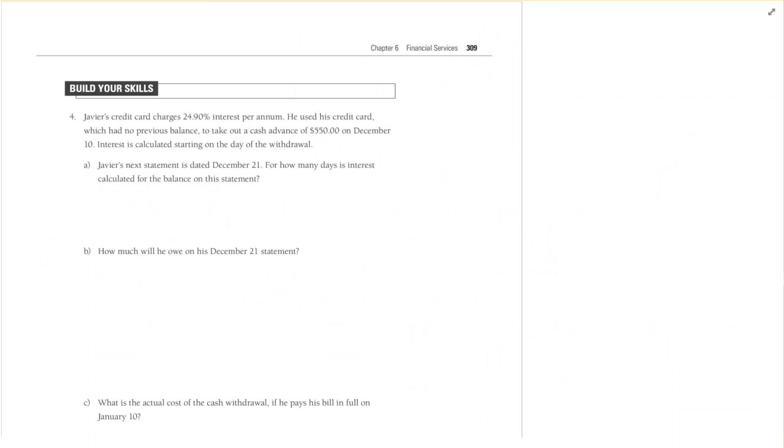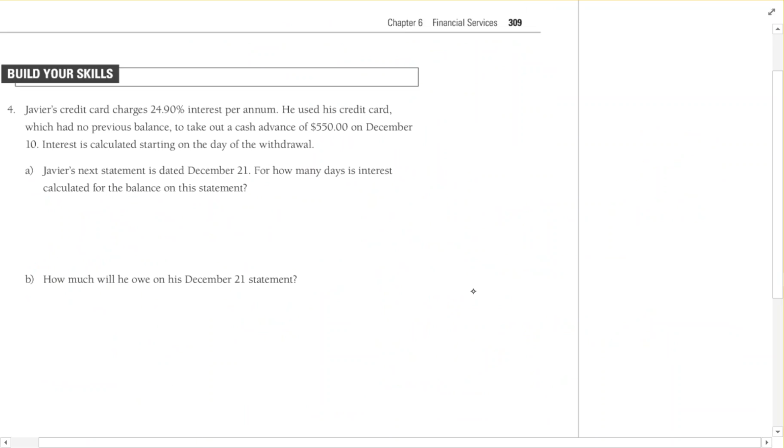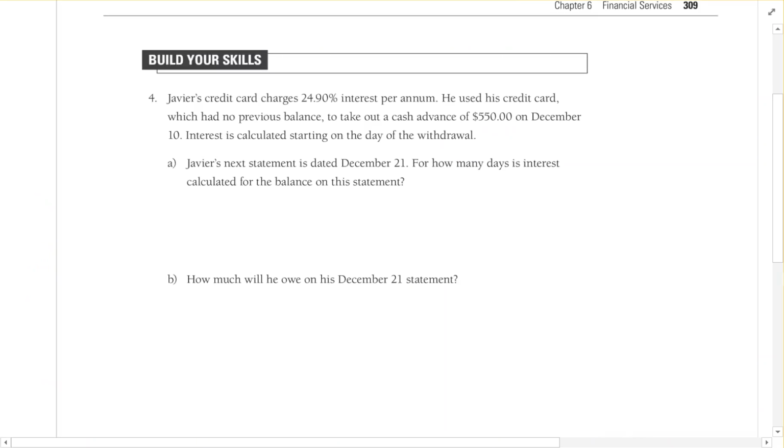Okay, let's jump to number 4 on page 309. So it says, Xavier's credit card charges 24.90% interest per annum. He used his credit card, which had no previous balance, to take out a cash advance of $550 on December 10th. Interest is calculated starting on the day of withdrawal. So what that means is when you take a cash advance, they start taking interest right away until you pay that back, right? So we just need to figure out from the day that he took the advance to the 10th. Oh, sorry. The 10th is the day that he took it.